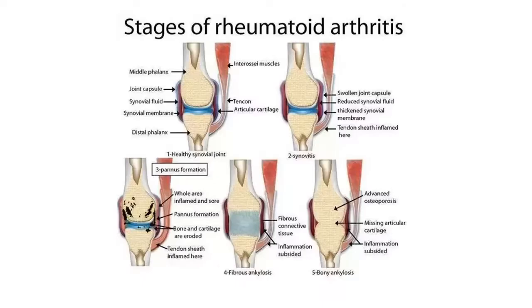So here are the stages. This one's okay. Then you have a little synovitis, so you have a little bit of inflammation, swollen joint capsule, not as much synovial fluid, thickened synovial membrane, and the tendon sheath gets inflamed a little bit as well. Then you get, number 3, what's called a pannus formation. So the whole area is inflamed and sore. You have a pannus formation, which is an infiltration of blood vessels and also just extra cells in there. Bone and cartilage start being eroded. Tendon sheath starts being inflamed.